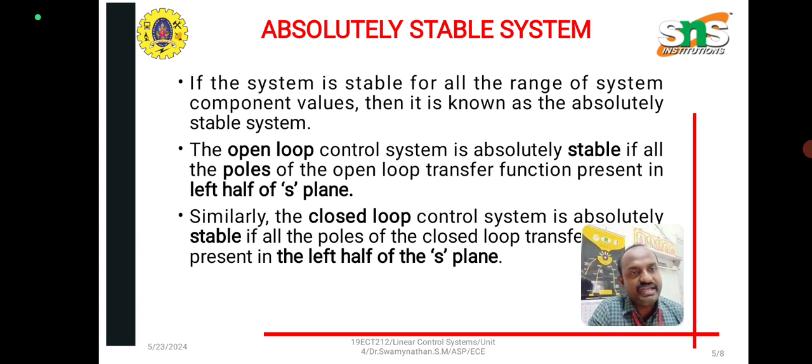You can divide into open loop system and closed loop system. An open loop system is absolutely stable if all the poles of the open loop transfer function are present in the left hand side of the S plane. Similarly, replace the word open with closed. The closed loop system is absolutely stable if the poles of the closed loop transfer function are present in the left hand side of the S plane.